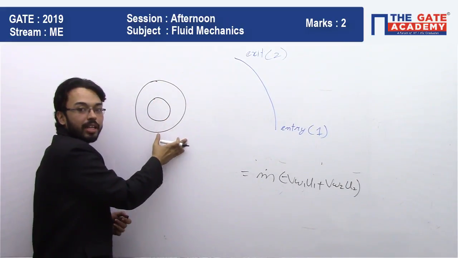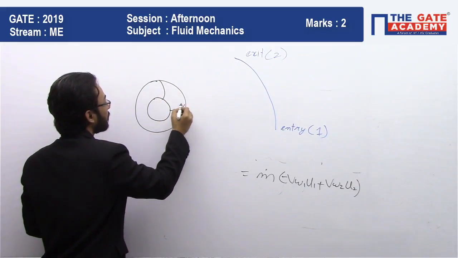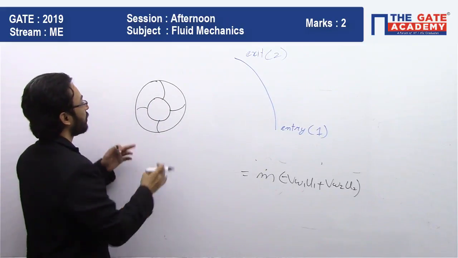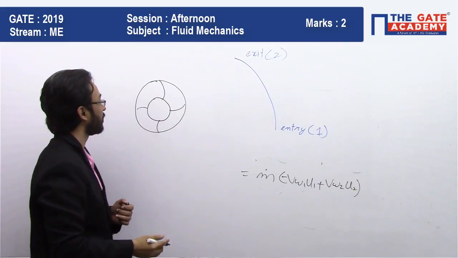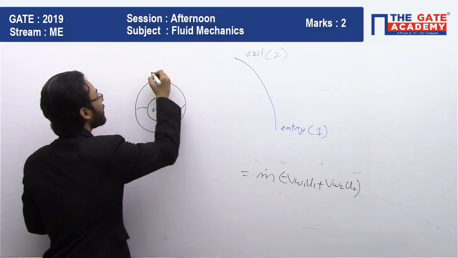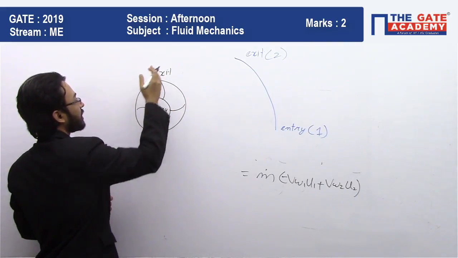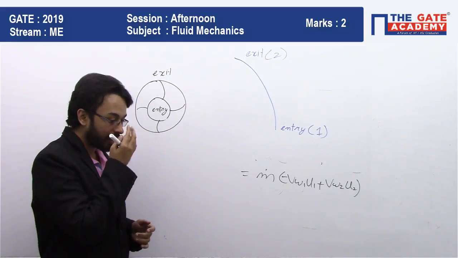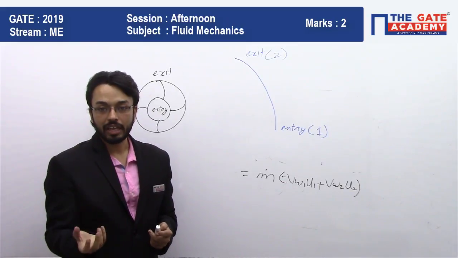This is the impeller, and these are the blades. I am considering only one of the blades. This one is the entry for fluid, and this is the exit. That is, water enters from here and exits from here. Now see, they have given in the question that the flow entry is in the axial direction.